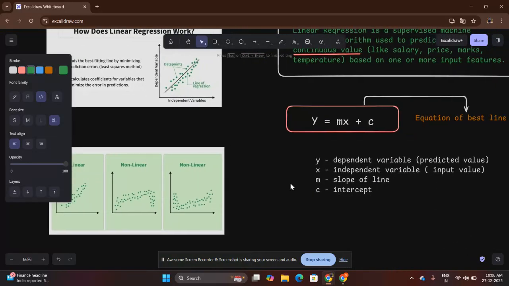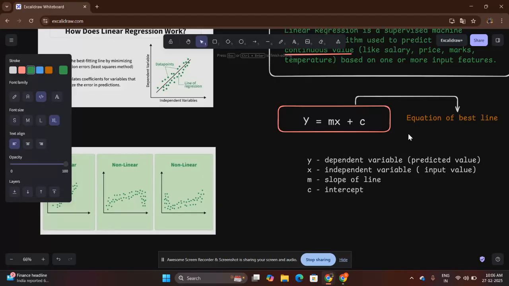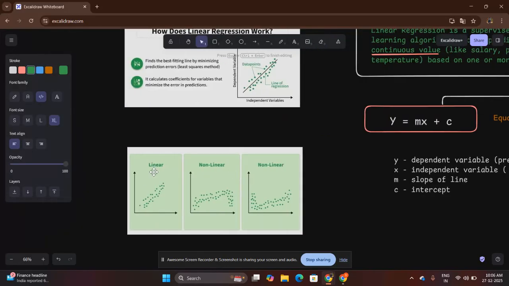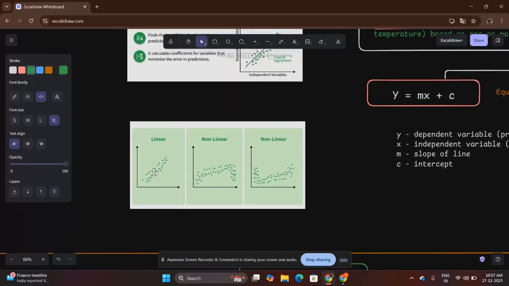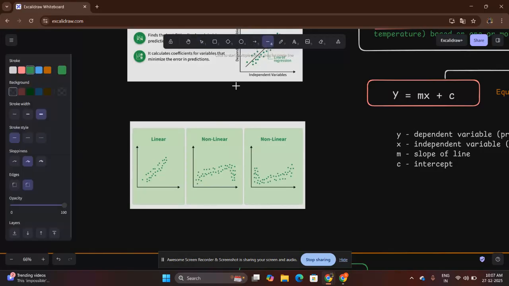As I have explained with the y = mx + c example, which is the base equation of the baseline. Now just see this graph. What is happening here? This one is linear, this is non-linear, and this one is also non-linear.